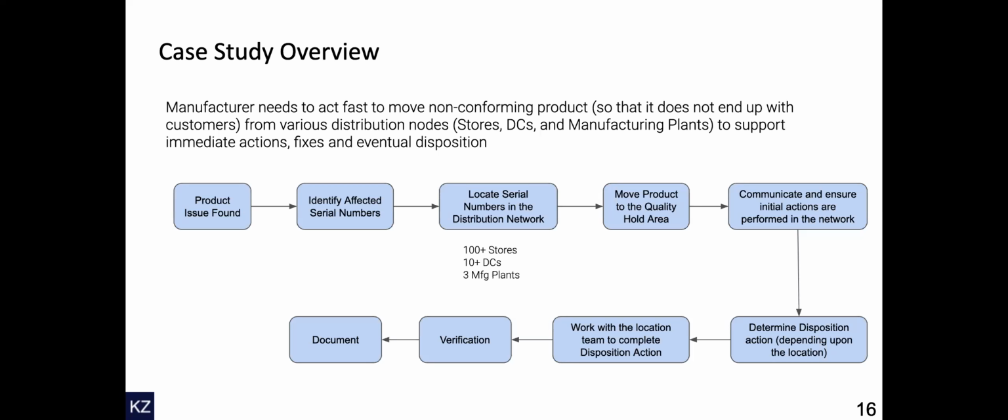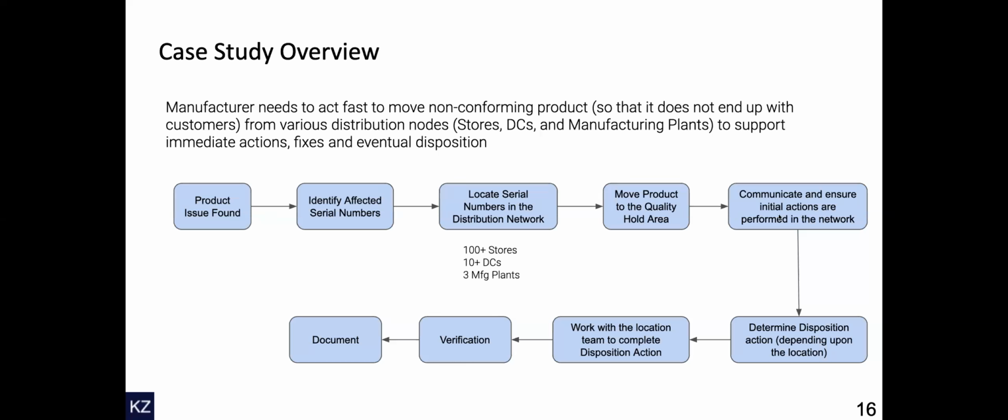And let's assume in this span here, we are only going to do this with respect to the distribution network. The next step is to immediately move the product to the quality hold area and communicate all the initial actions to all these different locations where the product is found, right? The serial numbers are found.